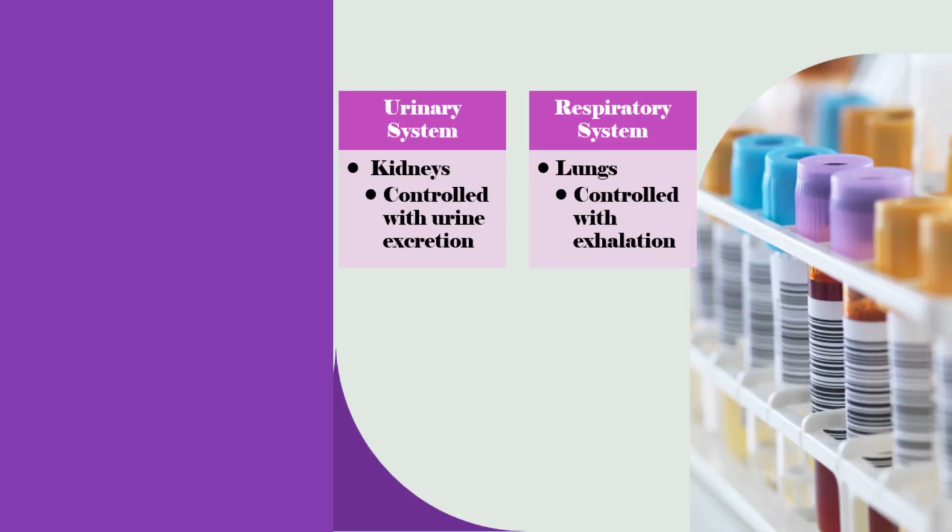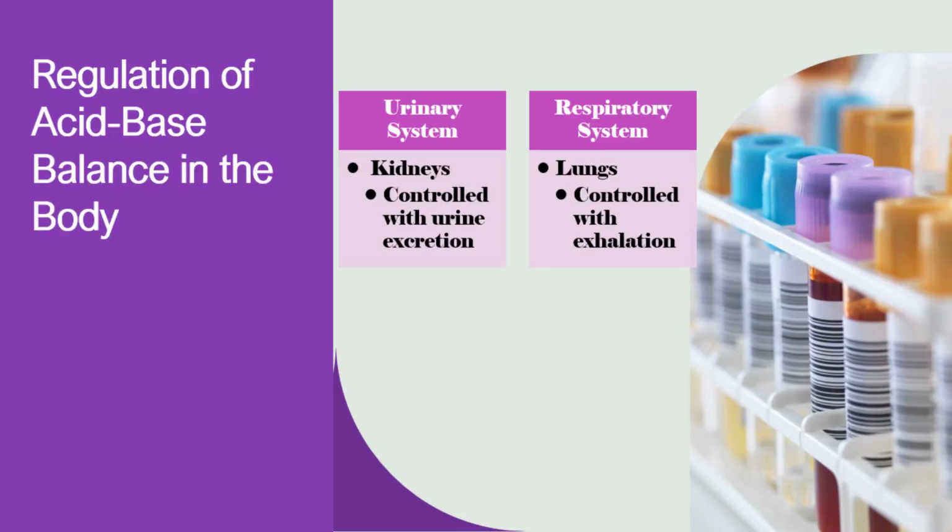Acid-base balance is regulated by two systems in the body. The urinary system, where kidneys control acid-base balance with urine excretion, and the respiratory system, where lungs control acid-base balance with exhalation.